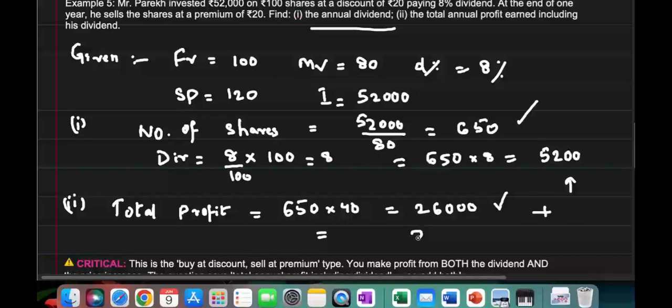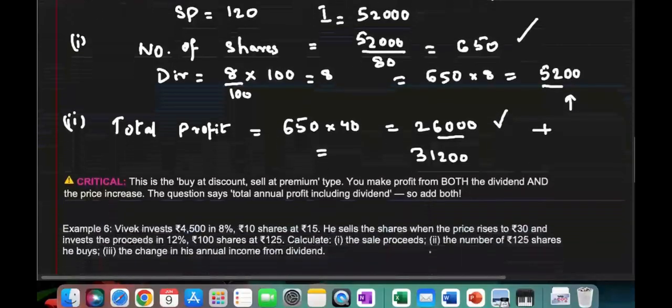Total profit will be 31,200. Understood? This is the value you got because the market value rose. This you got because the company paid dividend. Both of you club together to get the total profit. I hope this makes sense.